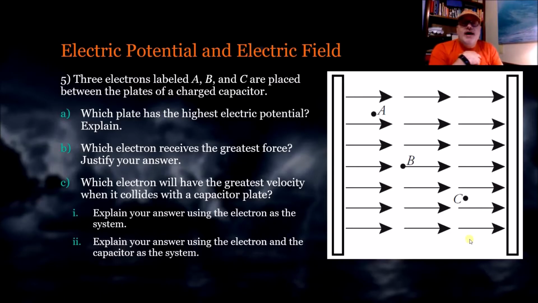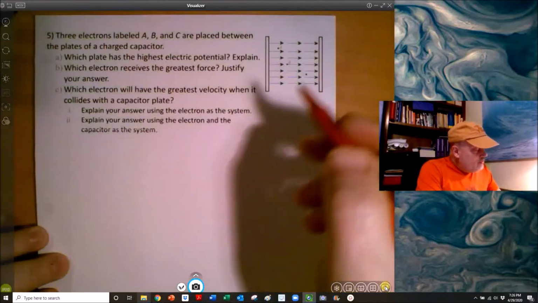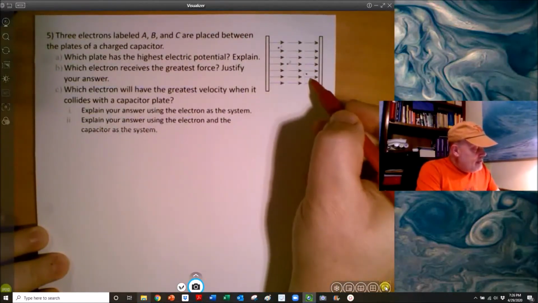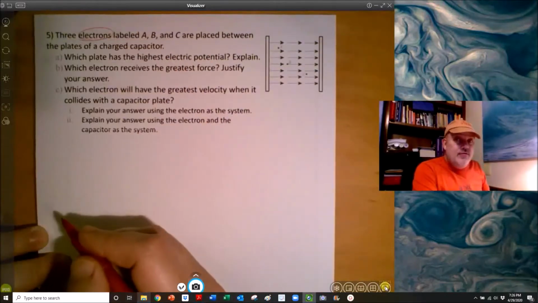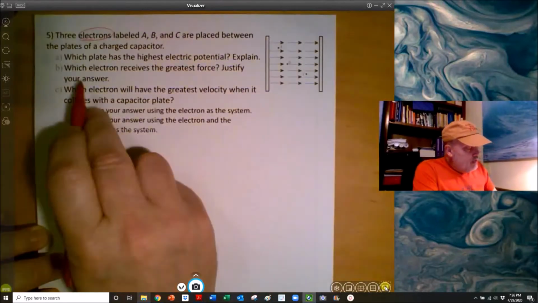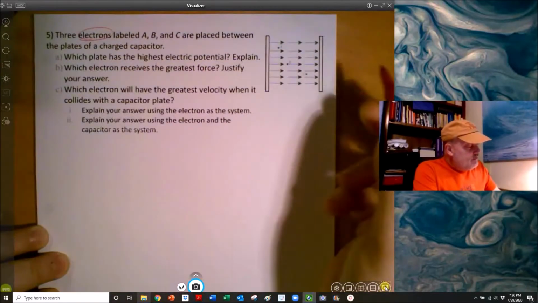Okay, question number 5. This time we have a capacitor and our electric field. Read this question, work out the problem, and then we'll work it out together. Here we have 3 electrons at A, B, and C. They're electrons, so they're negative. Inside this capacitor, first question is which plate has the highest electric potential?